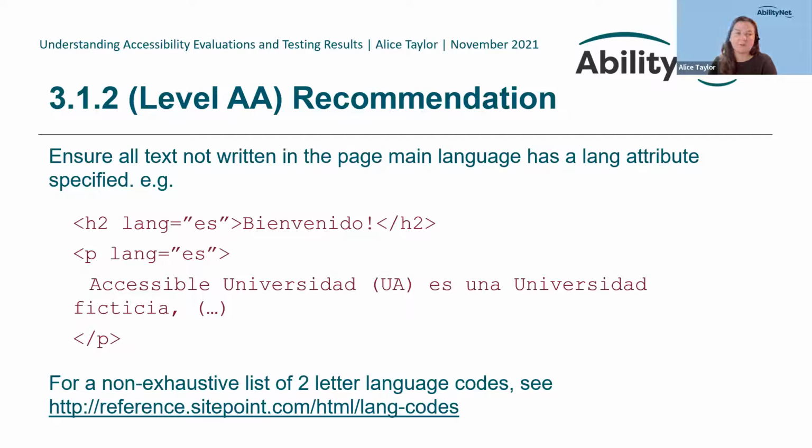So we can also provide a recommendation. We want to ensure that all text not written in the page's main language has a language attribute specified. So what we'd want to do is add a language attribute to those particular elements to help define which language that is in. And there's a resource here which has a non-exhaustive list of 2-letter language codes. So depending on the language, there is a different code for it that needs to be specified in order for that to be correctly announced.